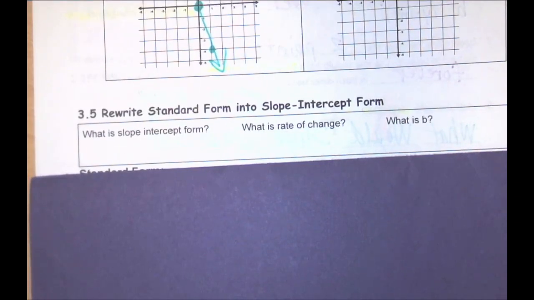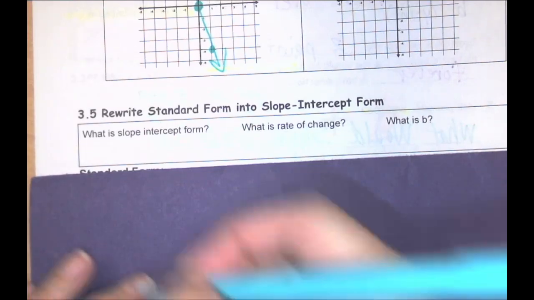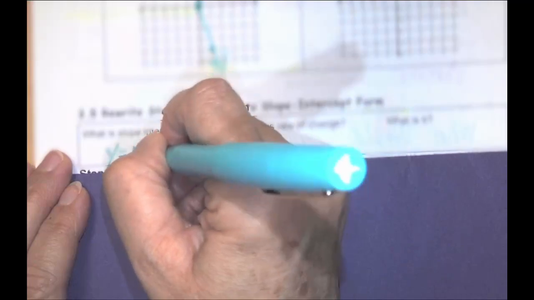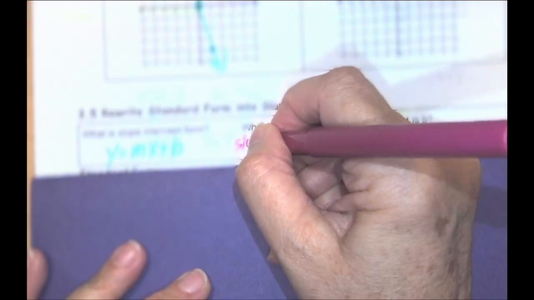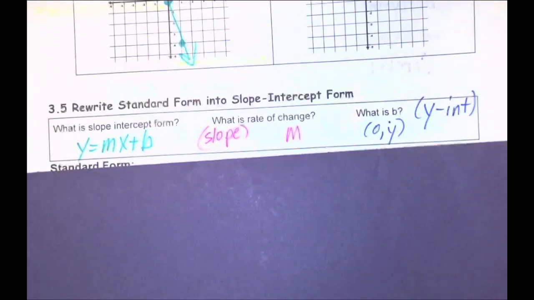3.5, we're going to deal with what if it's not in slope-intercept form. So what is slope-intercept form? Y equals mx plus b. What is the rate of change? The rate of change is the slope, which is m. What is b? B is the y-intercept, and it's where you have 0 on the x and then y.